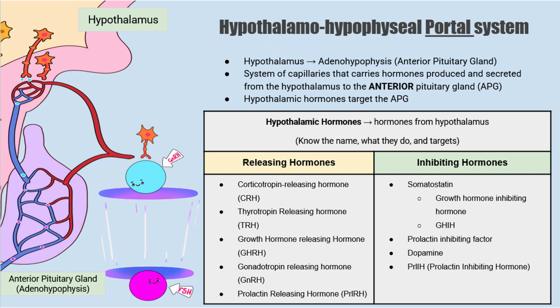The hypothalamic hormones target the anterior pituitary gland and stimulate the release and inhibition of anterior pituitary gland hormones. All releasing and inhibiting hormones are hypothalamic hormones. It is important that you know the names and abbreviations of each of these releasing and inhibiting hormones, and how these hormones stimulate the anterior pituitary gland to produce and secrete its own hormones.